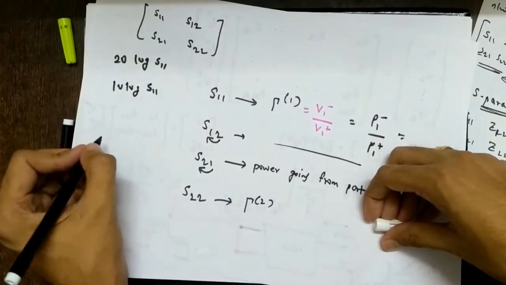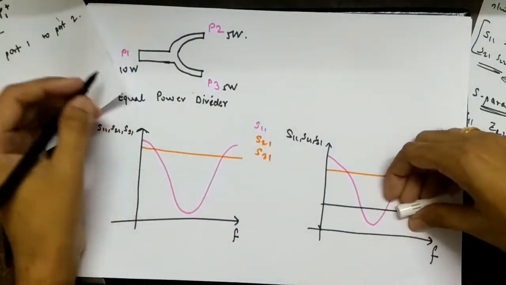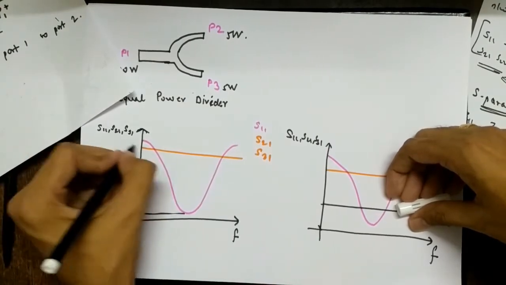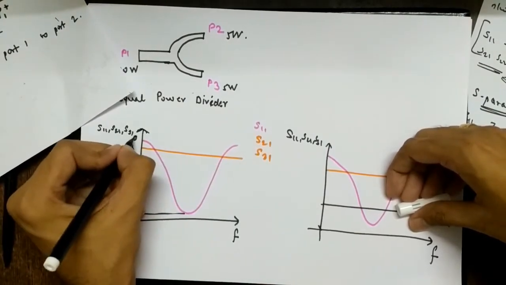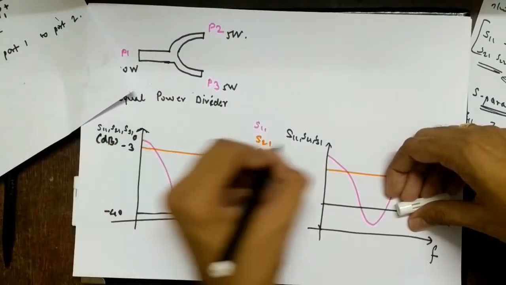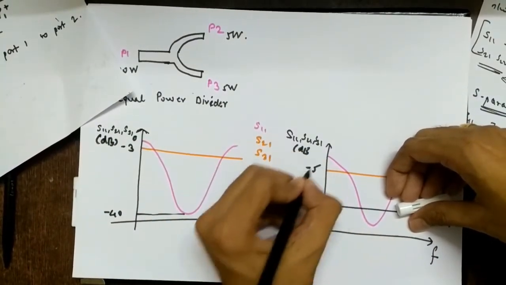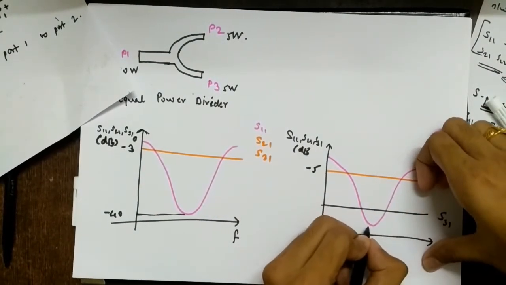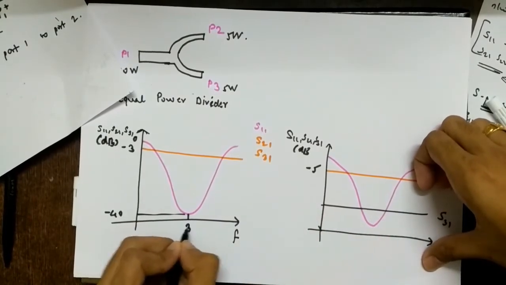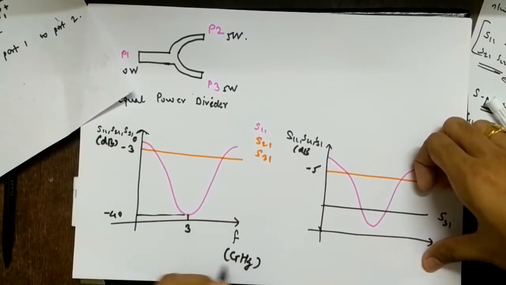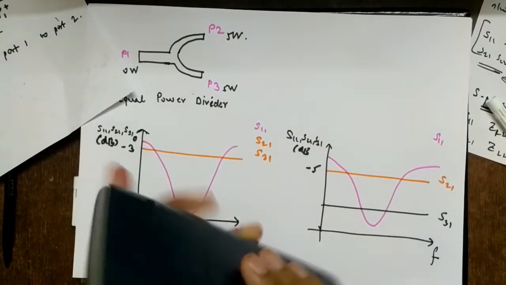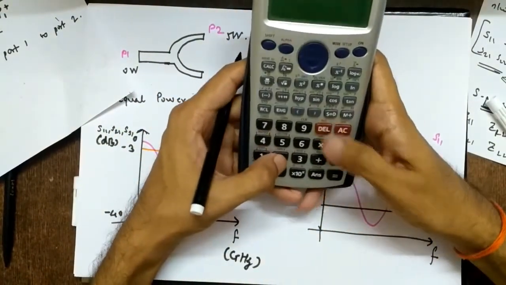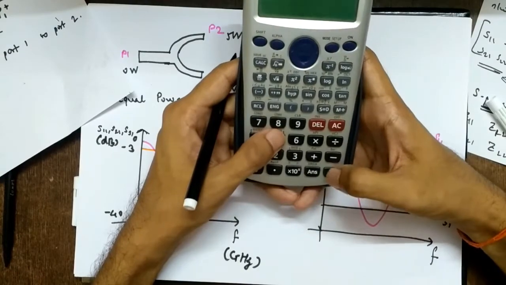Let's take this example only. Let's say this is at minus 40, this is at minus 3 exactly, and this is at 0, and it is in dB. This is also in dB, this is at minus 5, and this is 3. F is in gigahertz. Let me just calculate before giving this value: 10 raised to minus 0.1 into 5.